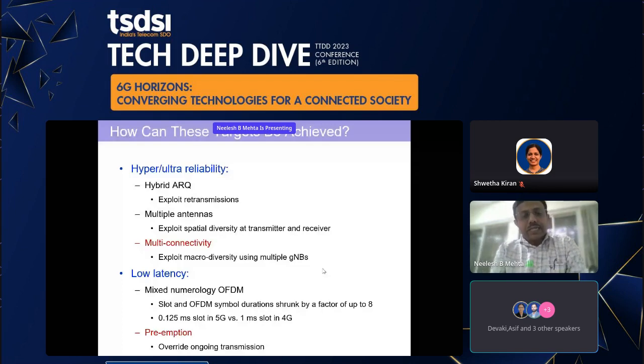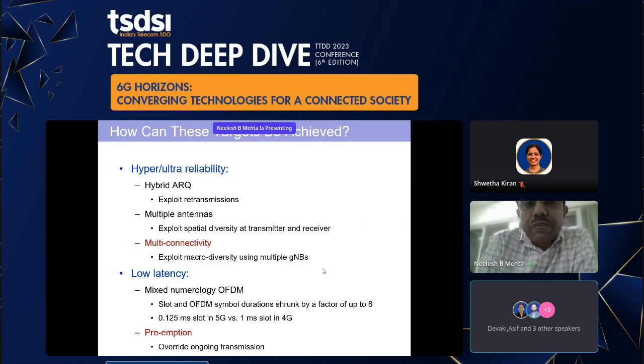The other thing that's been done is preemption. And that's again going to be one important focus for this talk. Essentially, what is done is, as soon as the data arrives, it's allowed to override an ongoing transmission. So essentially, the goal is to cut down on the scheduling delay. So not only do things happen 8 times faster, as soon as ultra-reliable, low-latency traffic arrives, you override the ongoing transmission and you let it go. So these are essentially how you would pull these things off, be it ultra or be it for hyper.